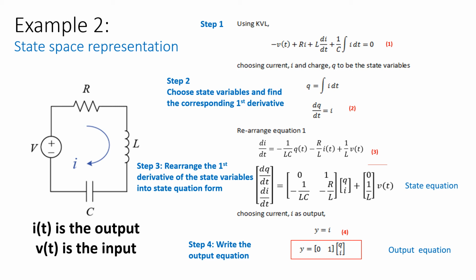In this example, I choose the first state variable to be the charge q(t) and the second state variable to be the current i(t). To generate the state equation, we need to find the first derivative of q(t) and i(t). So dq/dt is equal to i, and di/dt can be obtained by rearranging equation 1. Using equation 2 and equation 3, we can write the state equation. For the output equation, we have selected i(t) to be the system output. Thus, y(t) is equal to i(t) as shown in equation 4. Then, write equation 4 into output equation form.